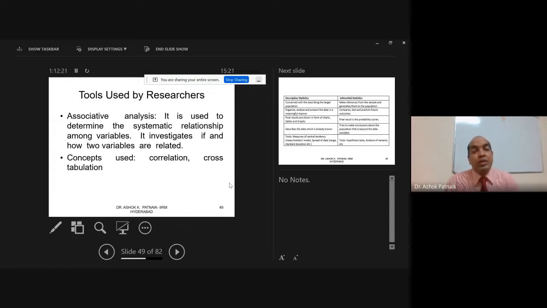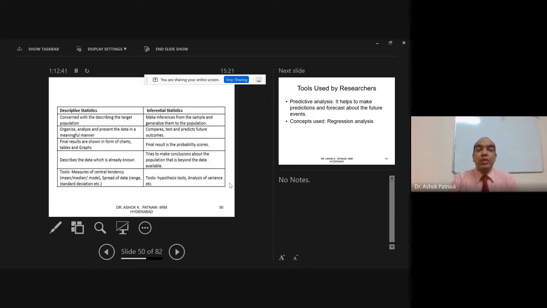So associative analysis is used to determine the systematic relationship among the variables, and it investigates if any two variables are related or not. Here you are using tools like correlation and cross tabulations.